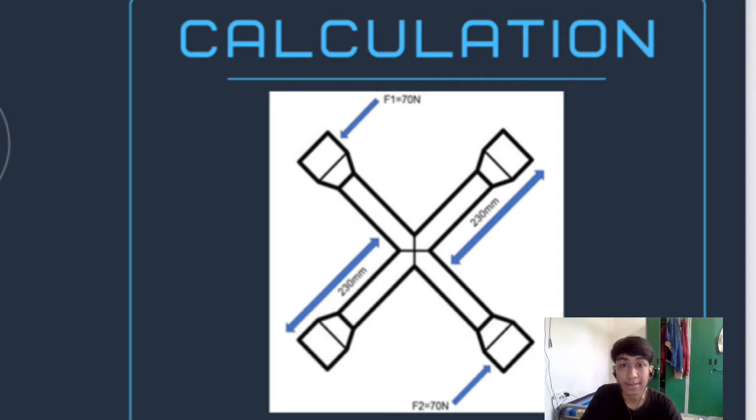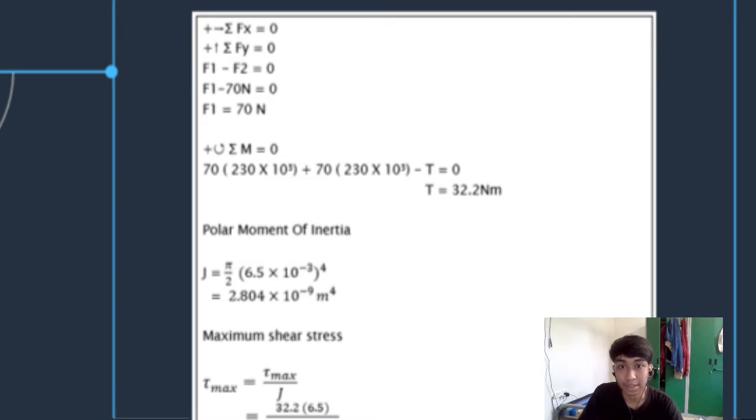I will explain about the calculation for our project. From the FBD, we can see the length of the wrench is 230 mm and the wrench is made of steel with a shear modulus of 120 gigapascal. We assume that the force applied to the wrench is 70 Newton. Since the summation of Fy equals 0, F2 will be equal to F1, which is 70 Newton. After that, we calculate the couple moment and the torque, and we get 32.2 Newton meter.